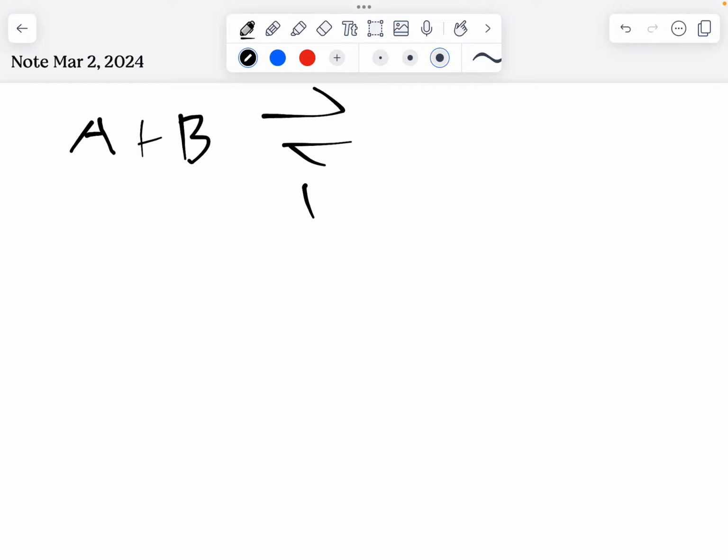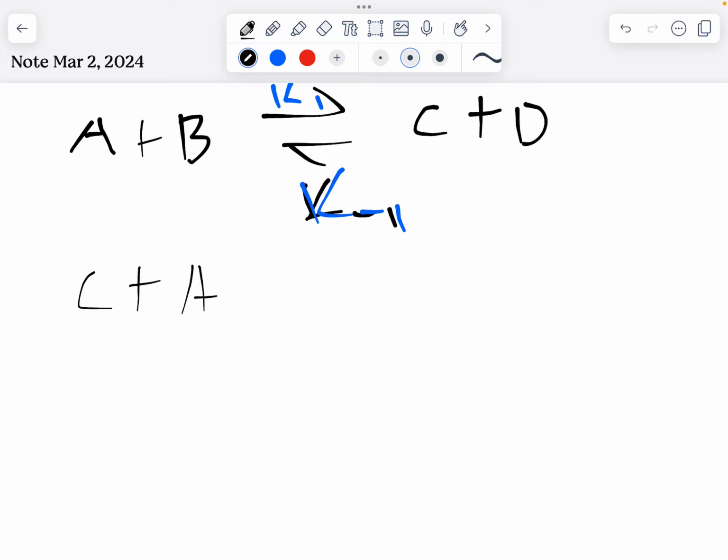Okay, what font do we like? This font? So let's switch the color. That's no fun. K1 over K minus 1 gives us C plus D. I'm going to switch to this middle font for this one. And then we also have C plus A, K2 gives us E.